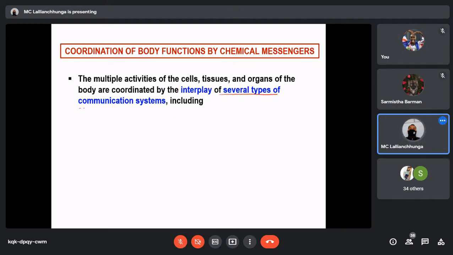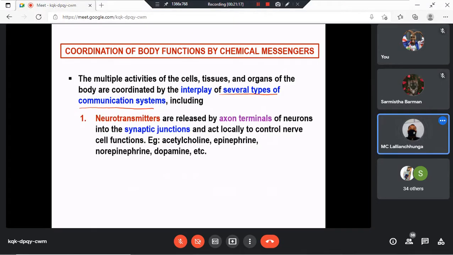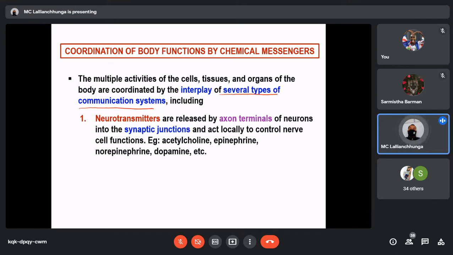Several types of communication system, including number one, neurotransmitter. This one also, I think the last class we talked about a little bit. What are neurotransmitters? They are released by the axonal terminals, you know very well, of neuron into the synaptic junctions, from one neuron into the synaptic junction, and it will have effect on the next neuron or muscle fiber. Neurotransmitters are synthesized in the neuron and secreted through the axonal terminal into synaptic junction and act locally to control nerve cell function. You already know what these neurotransmitters are. The important ones are acetylcholine, epinephrine, norepinephrine, dopamine, etc.